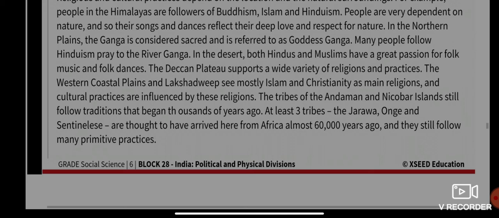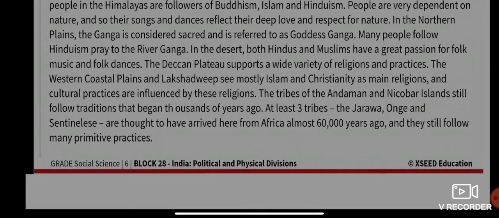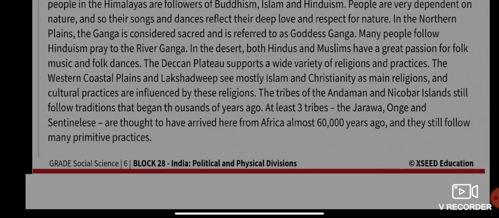Similarly, people in the Deccan Plateau support a wide variety of religions and practices. And the western coastal plain and Lakshadweep see mostly Islam and Christianity as the main religions, and cultural practices are influenced by these religions.